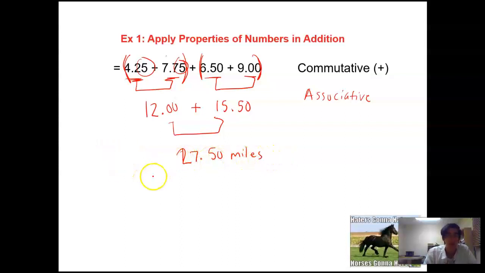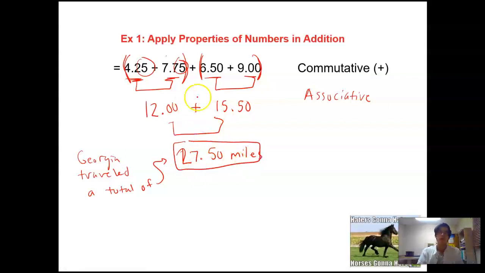Okay. So you can say Georgia traveled a total of this amount of miles. So just a little shortcut to make mental calculations easier.